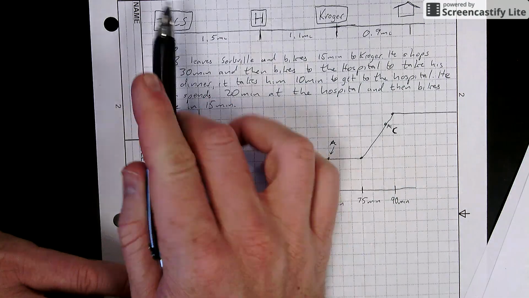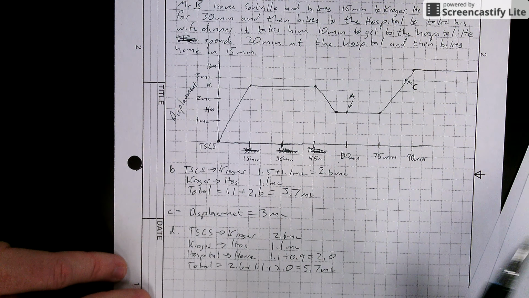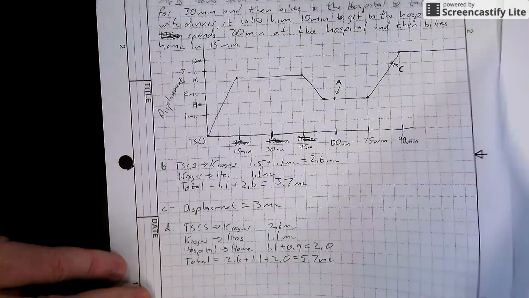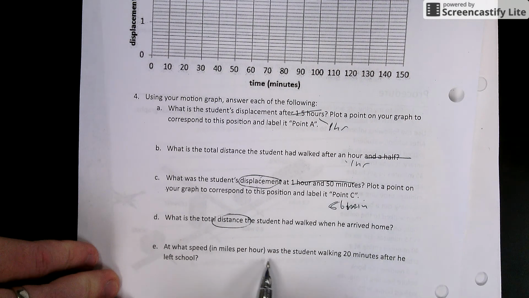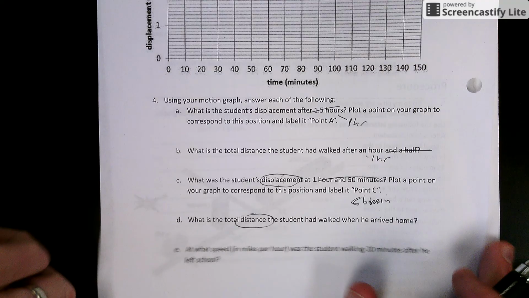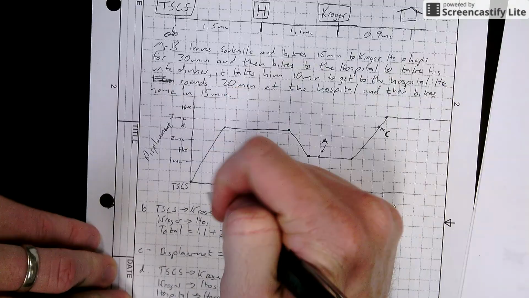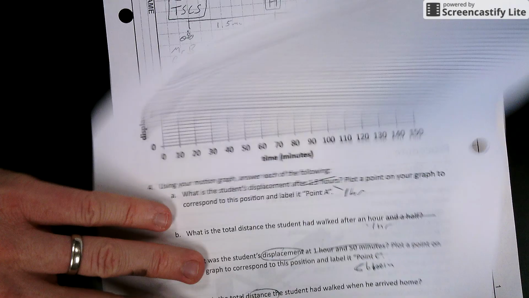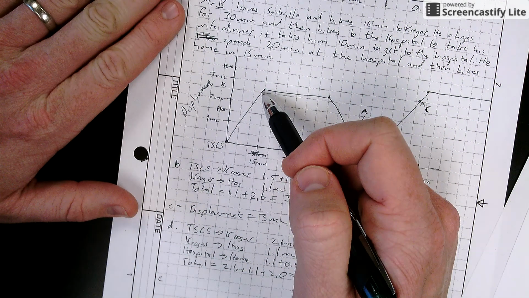And so my total distance that I traveled was 2.6 plus 1.1 plus 2.0. So I'll say total equals 2.6 plus 1.1 plus 2.0. And so this day I traveled 2.6, 4.6, 5.7. 5.7 miles. Not too bad for an afternoon.